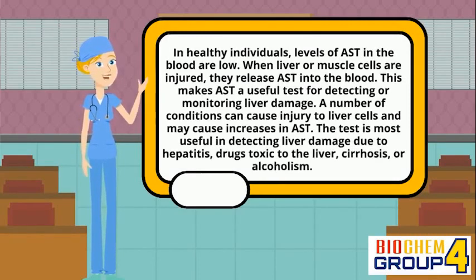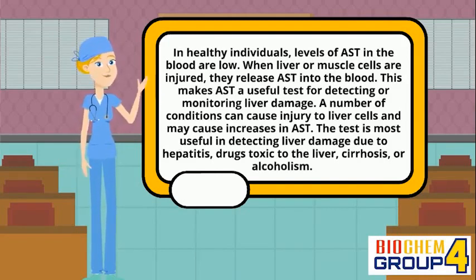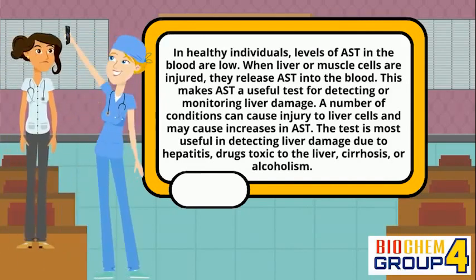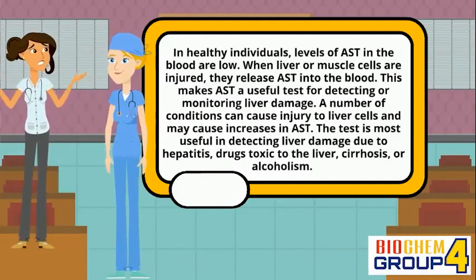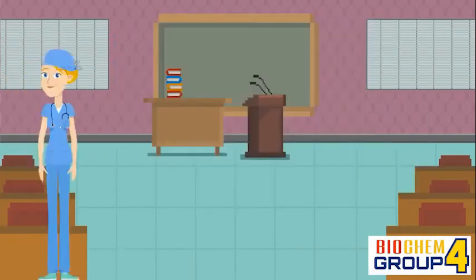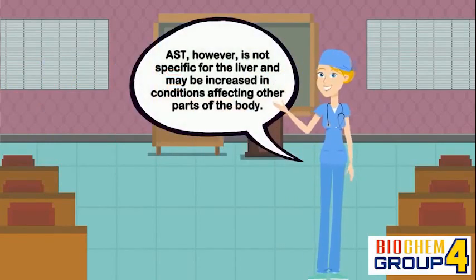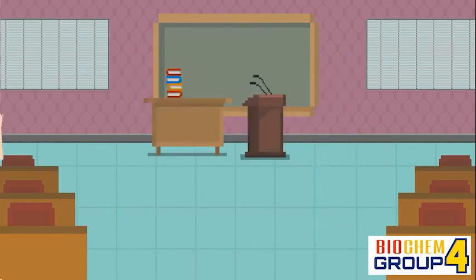A number of conditions can cause injury to liver cells and may cause increases in AST. The test is most useful in detecting liver damage due to hepatitis, drugs toxic to the liver, cirrhosis, or alcoholism. AST, however, is not specific for the liver and may be increased in conditions affecting other parts of the body.